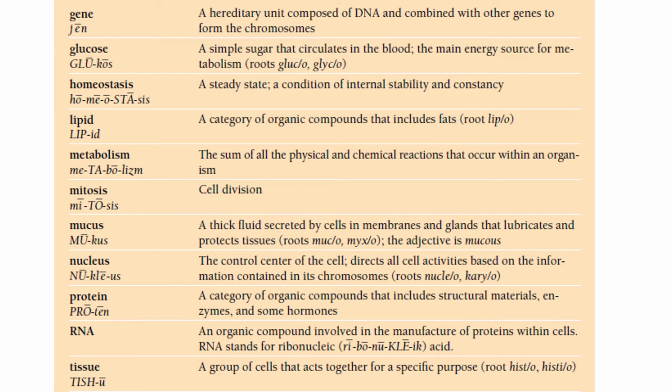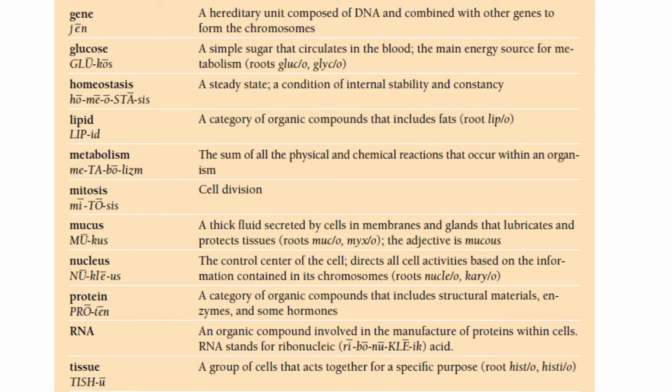Okay, next we have glucose. Glucose is a simple sugar that circulates in our bloodstream. It is the main energy source for metabolic processes. Its root words are gluco or gluc and glyco or glyc. Then we have homeostasis, a steady state, a condition of internal stability, or basically a balanced state.